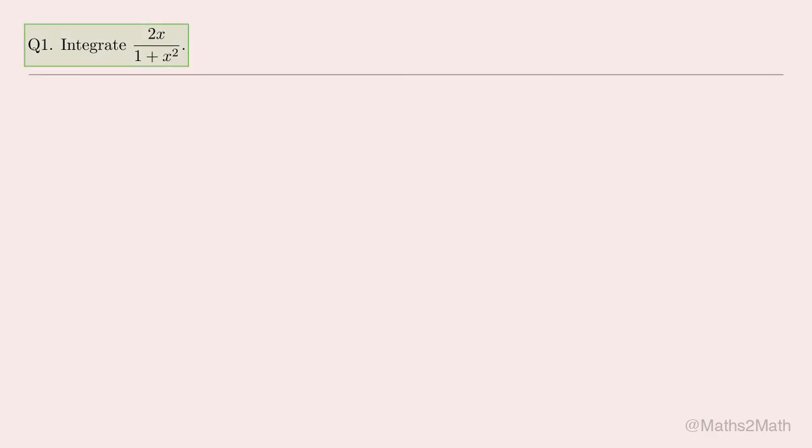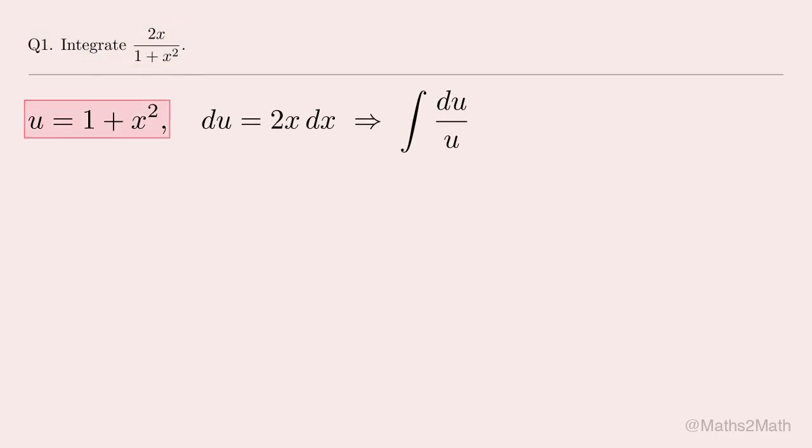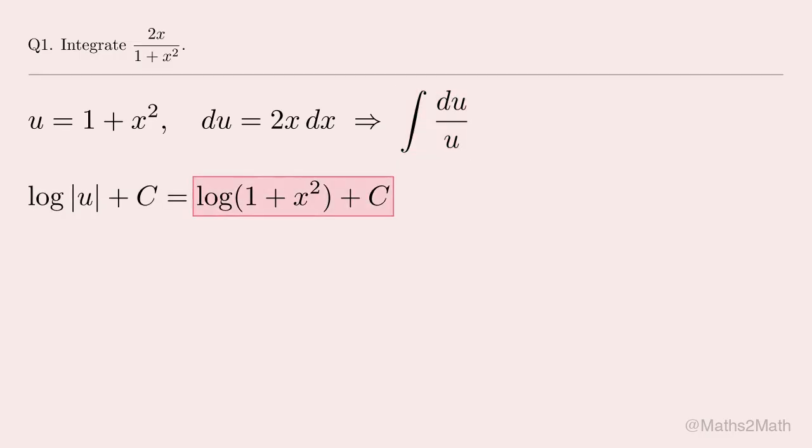Question 1. The numerator 2x is exactly the derivative of the denominator. That pattern is the log form of substitution. Put u equal to 1 plus x squared. du is 2x dx, exactly the numerator. The integral of 1 over u is log of u. Substitute back. The modulus is optional since 1 plus x squared is positive.